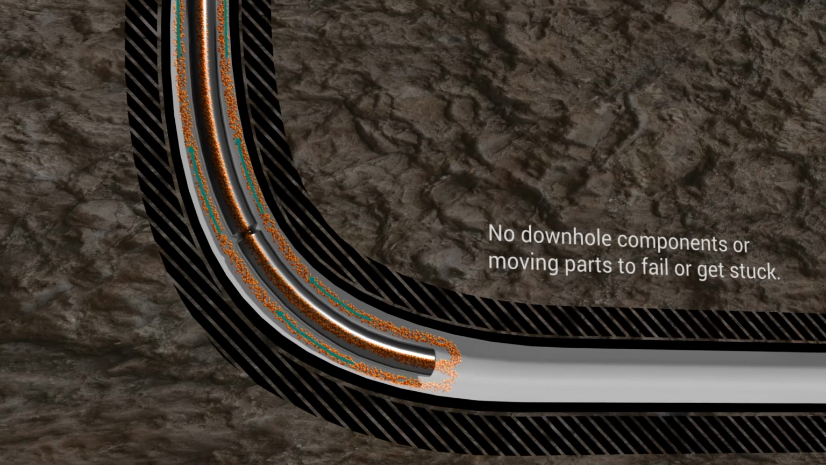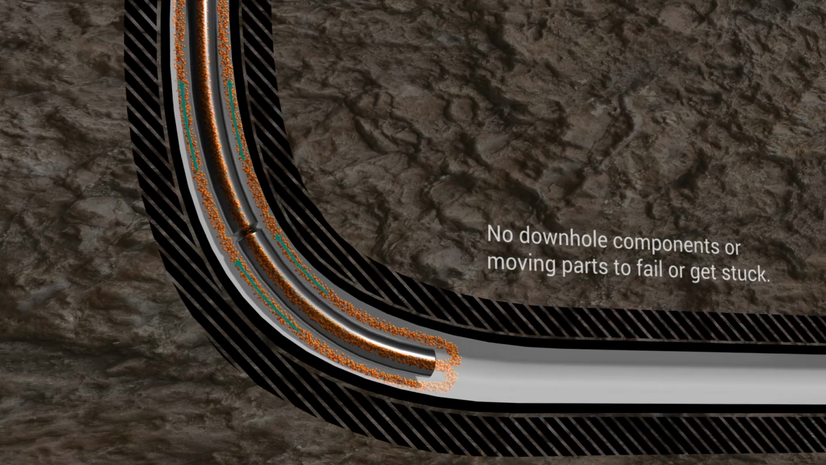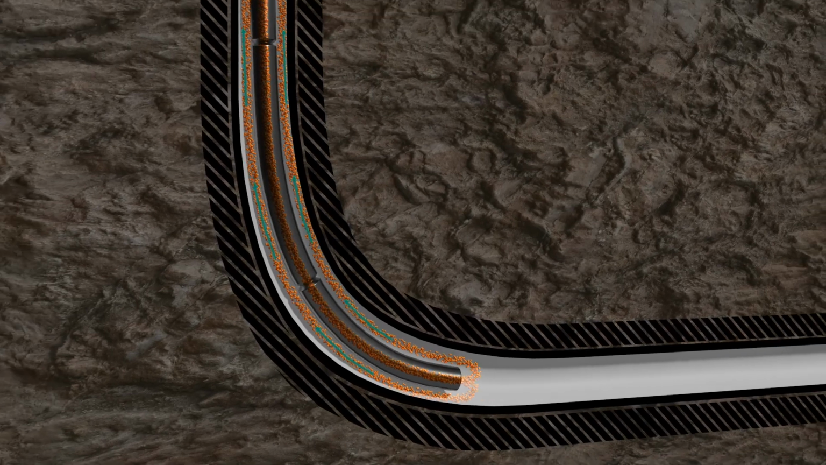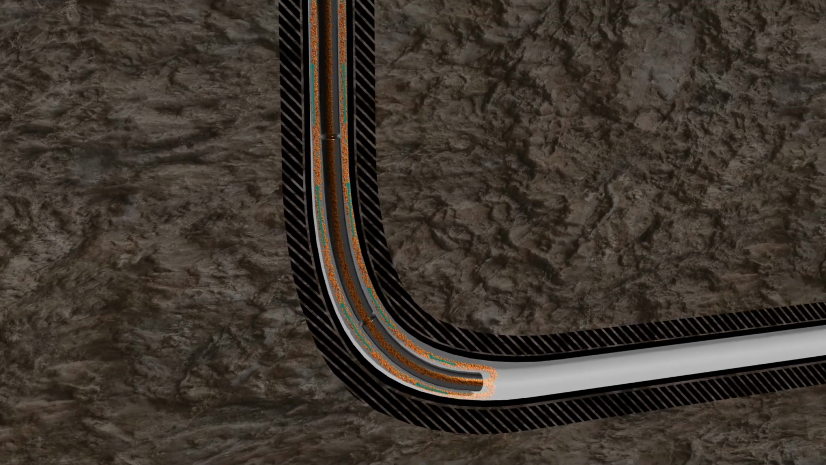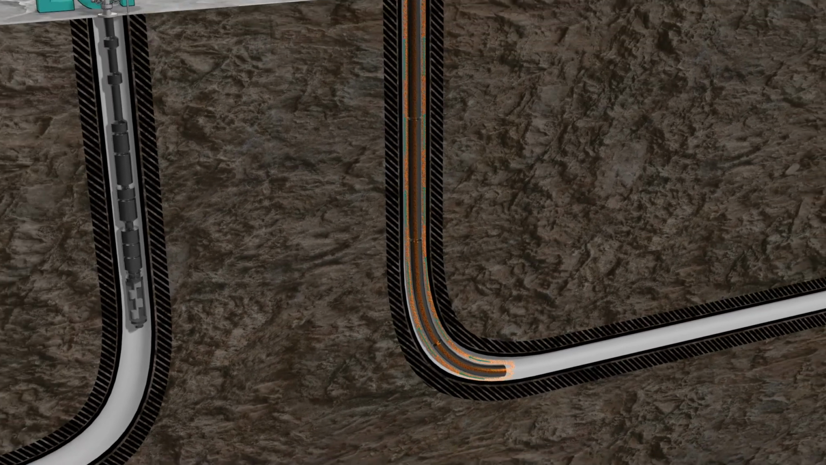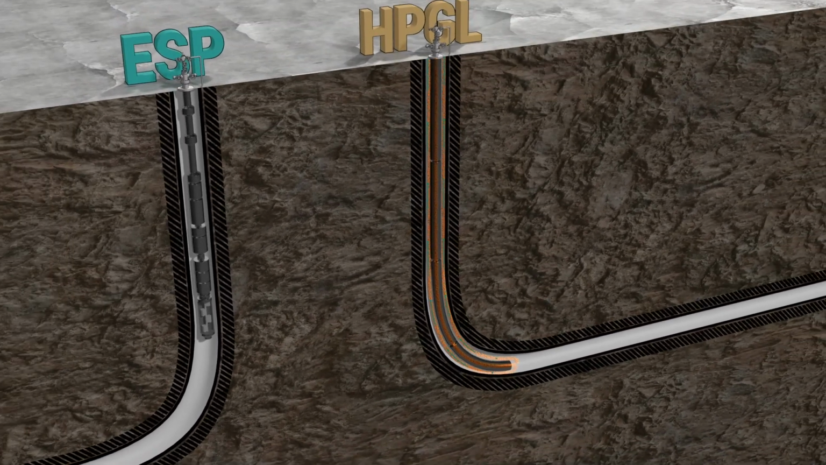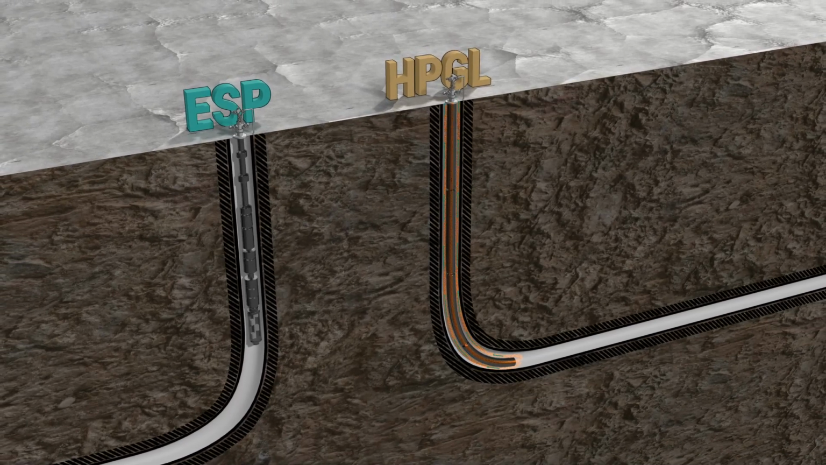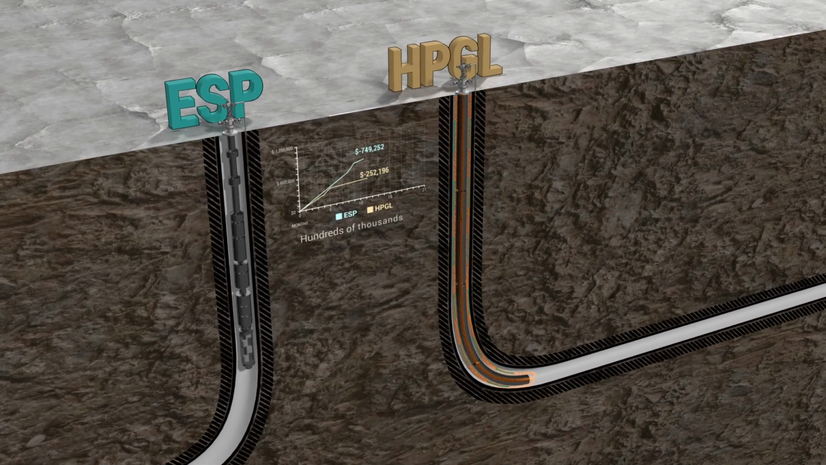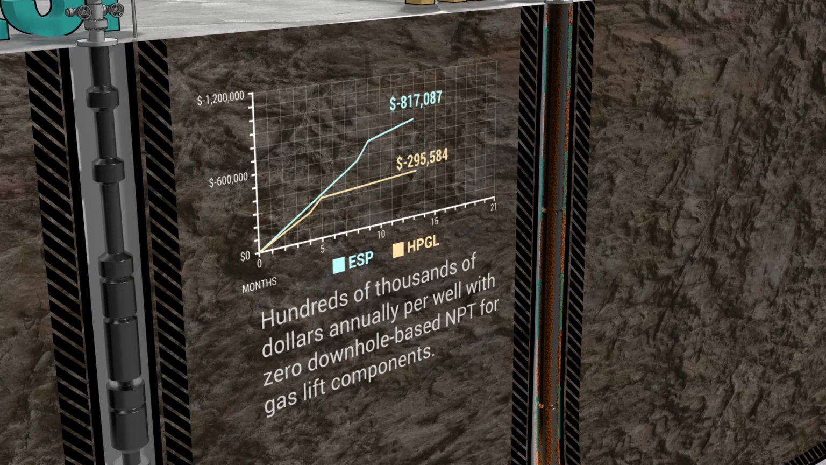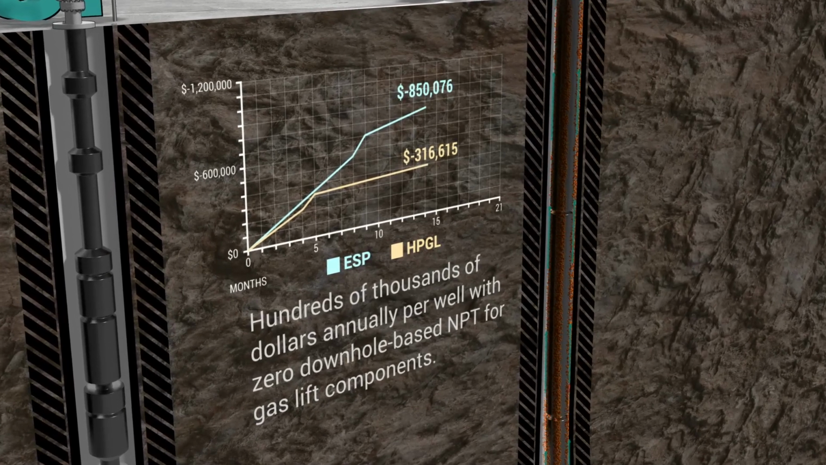If HPGL is such a simple yet major improvement to an artificial lift system, while also saving money in maintaining production at high rates, why don't more operators make the switch? Previously unavailable compression technology now provides the capability to inject higher volumes of high-pressure gas through a deeper, single exit point. This means operators can potentially save hundreds of thousands of dollars annually per well with zero downhole-based NPT for gas lift components.